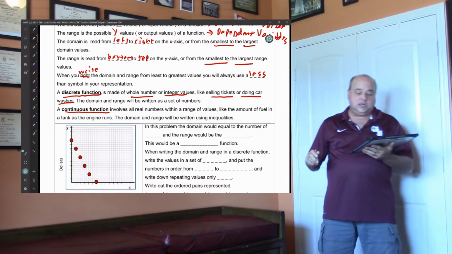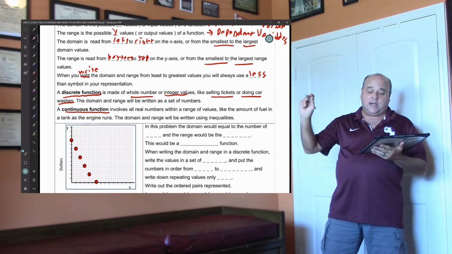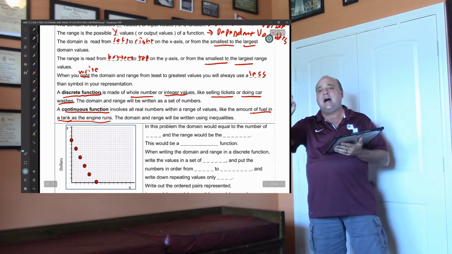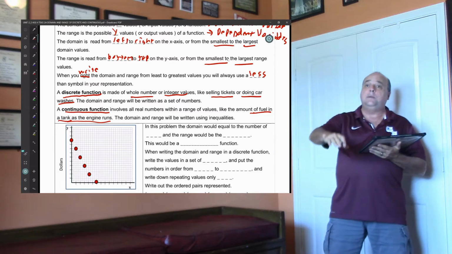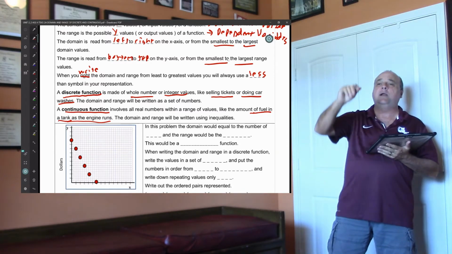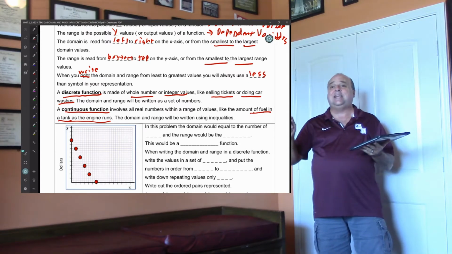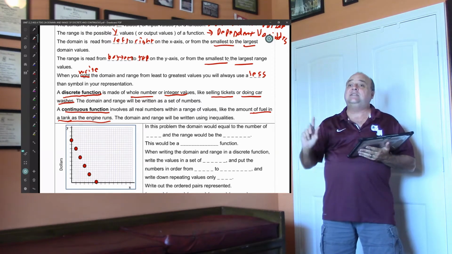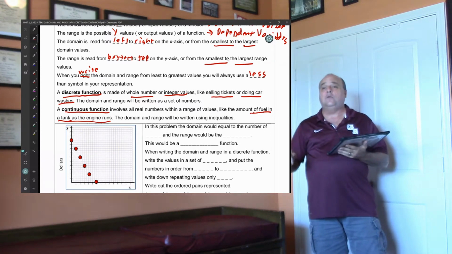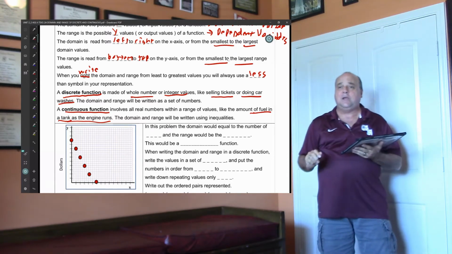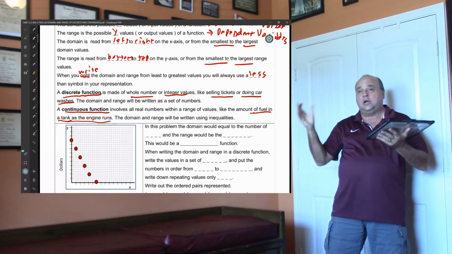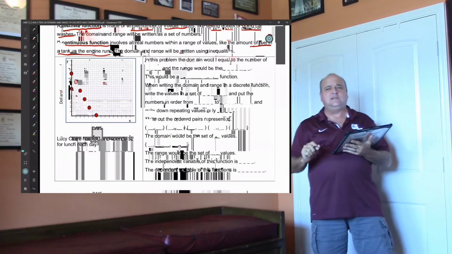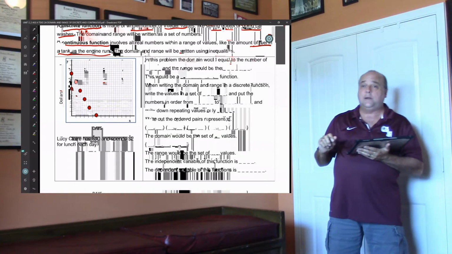A continuous function involves all real numbers within a range of values, like the amount of fuel in a tank as the engine runs, if the fuel is constantly going down. Or what if you're filling a swimming pool up? The water is constantly going up. Or if you're in a taxi cab and you're paying by the minute, the cost is constantly going up. You can be charged by the penny on that because the time is continuous. You're constantly paying for the time. So let's go through these, and you're going to learn the difference between the two. On the star reviews, you're going to write all of these down as continuous so you can get used to writing the domain and range.